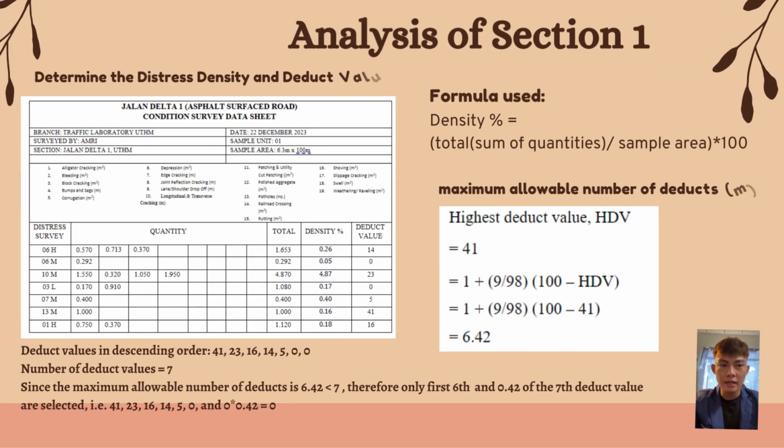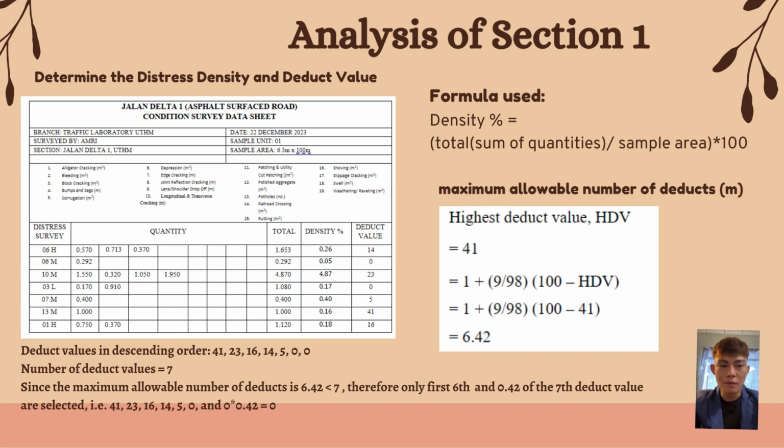So here we do the analysis of section 1. First step, we determine the distress density and deduct value. From the table, we can see clearly that the highest deduct value is 41. And the formula we can use to determine the density is the sum of the quantities divided by the sample area times 100.